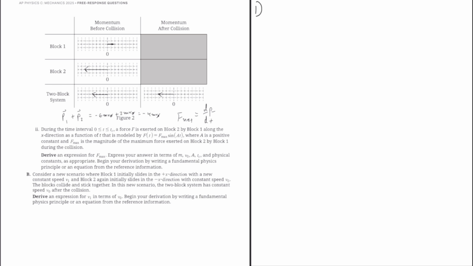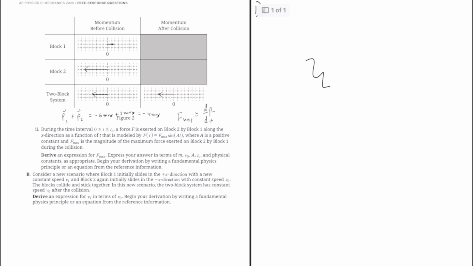But this is saying it's exerted by block 1 on block 2, and that's going to be crucial when we answer this. So now it says derive an expression for F max. Express your answer in terms of these and physical constants as appropriate. Begin your derivation with a fundamental physics principle or an equation from the, okay, you get the point. I'm not going to read that every time, but it makes sense, right? So we're going to go ahead and derive what we need to derive.